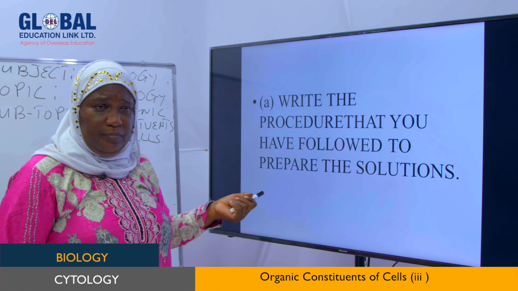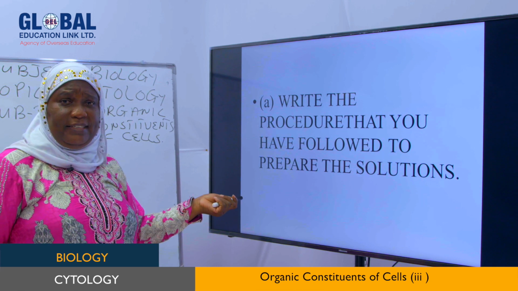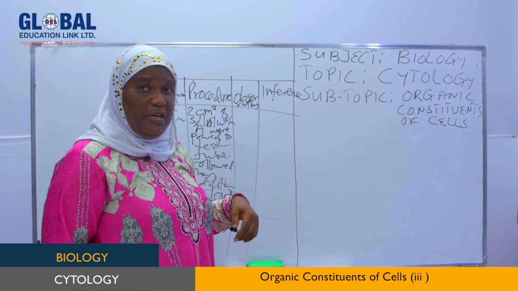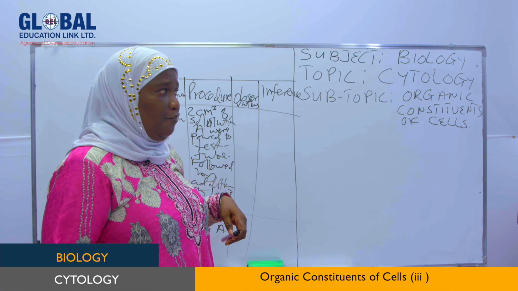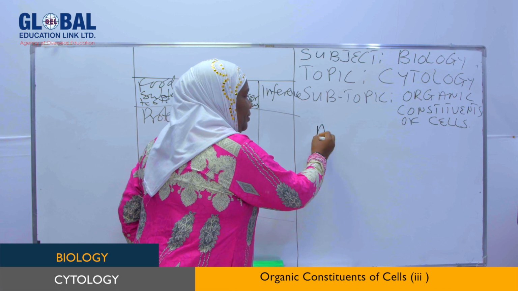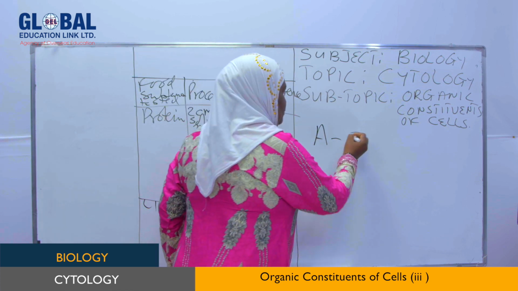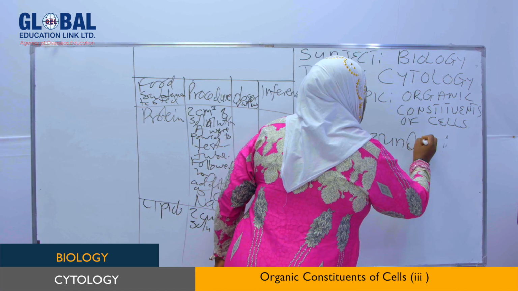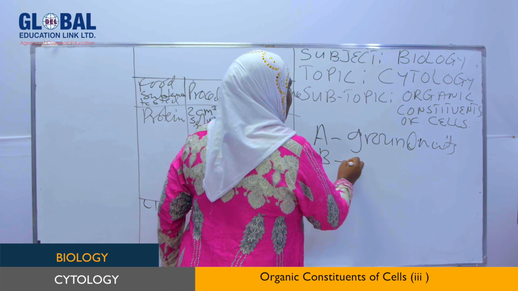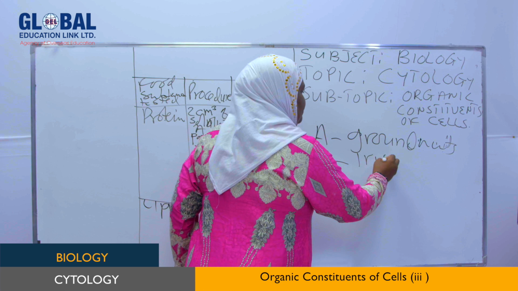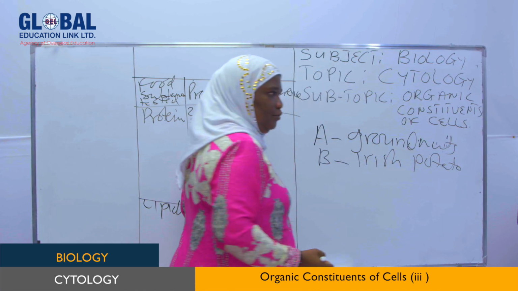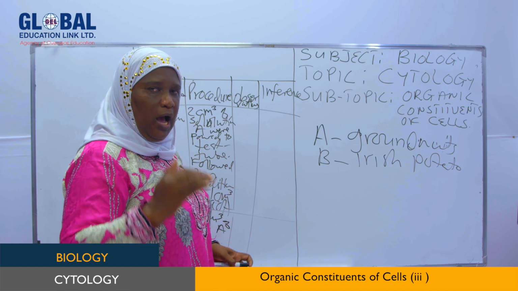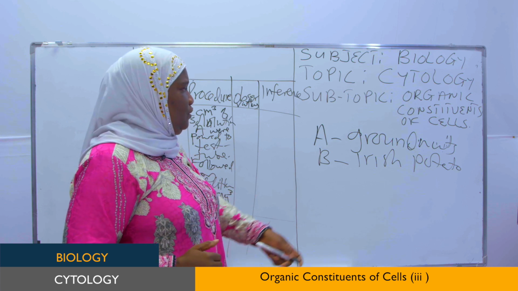Okay? Here, as we explained previously, we are going to prepare solutions. But today we prepare 2 solutions. For instance, let us say A is groundnuts and B, Irish potato. Let's say we have the 2 there, groundnuts and the potato. How will you go about preparing a solution from each?